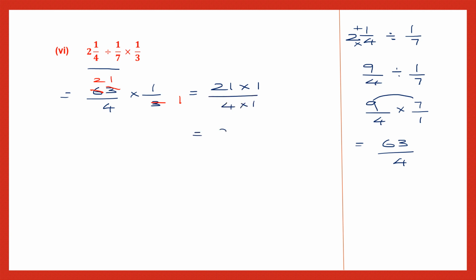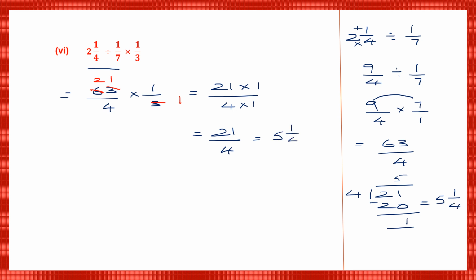So this becomes 21 by 4, which is an improper fraction. So let's convert it to a mixed number. Divide 21 by 4. 4 fives are 20, minus 1. So what is our mixed number here? 5 1 by 4. So that is our answer. 5 1 by 4.